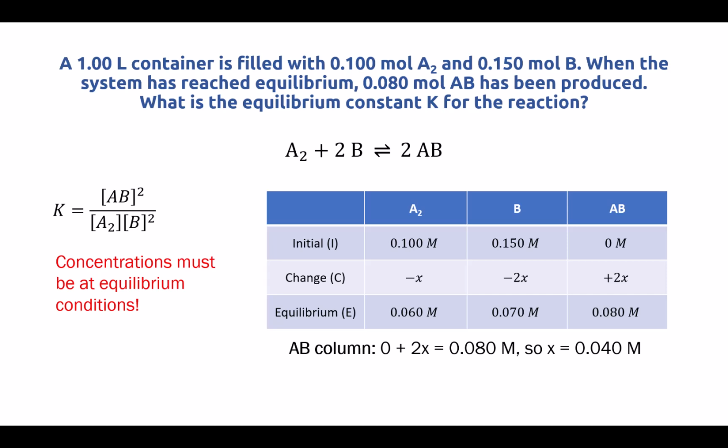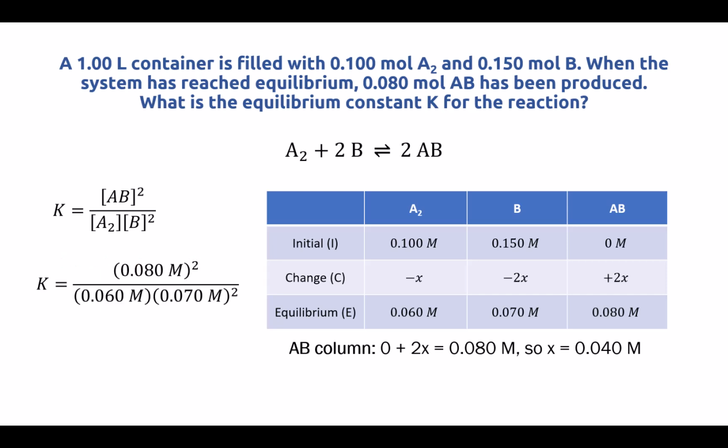So we're trying to solve for K. So we need to take our equilibrium concentrations and plug them into our K equation. So let's go ahead and do that. K is equal to 0.08 molar squared over 0.06 molar and 0.07 molar squared. So plugging this all in, we can figure out that K is equal to 21.8.